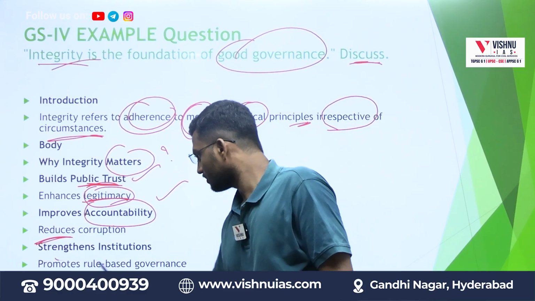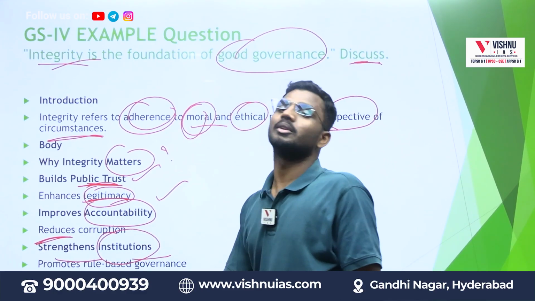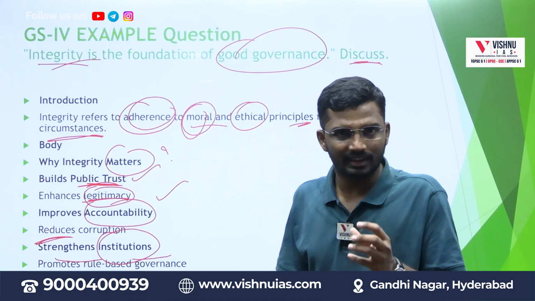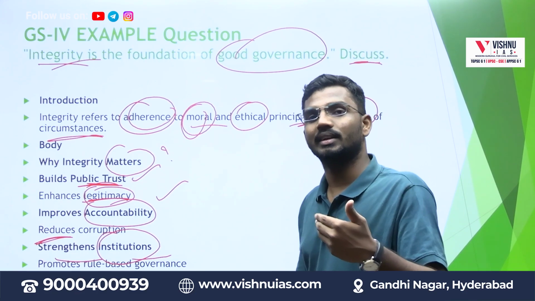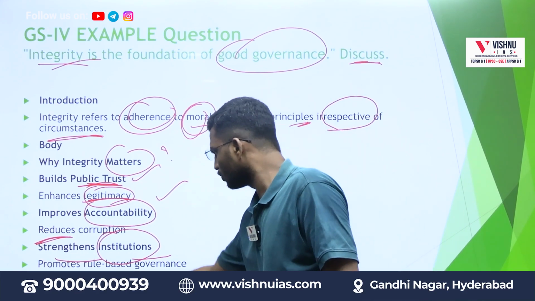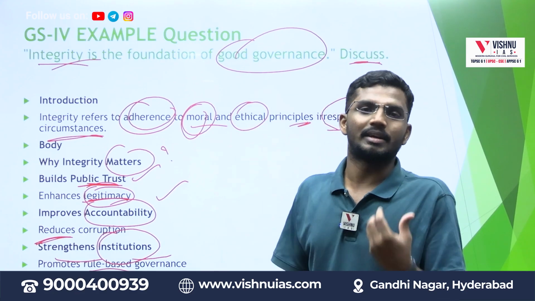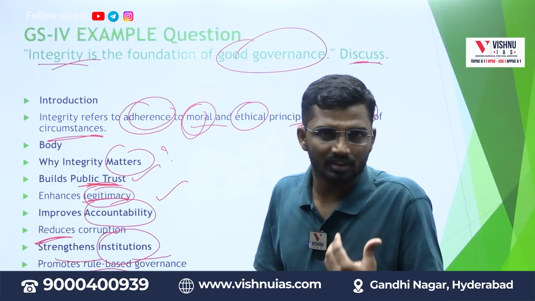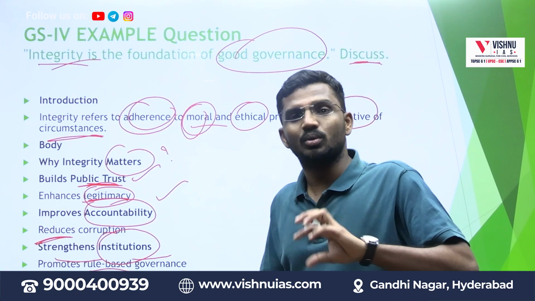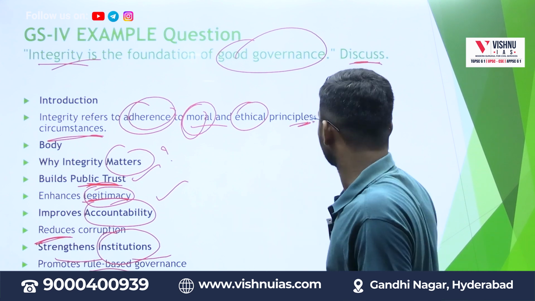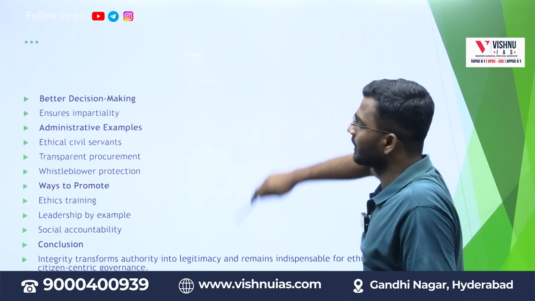And in the body, you can write about how it strengthens the institutions. Whenever an officer is having integrity, how it strengthens the different institutions. It promotes rules-based governance rather than personal desires or dictatorship attitudes. Rather than that, rules-based governance will replace that type of attitude. This you can write in the body.